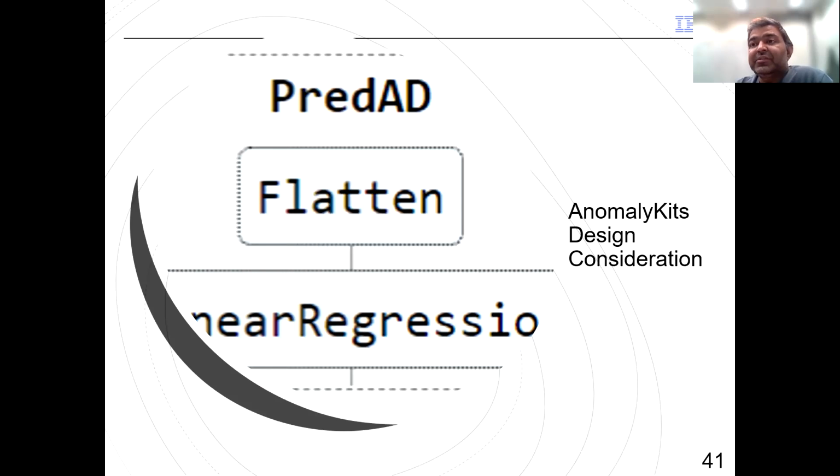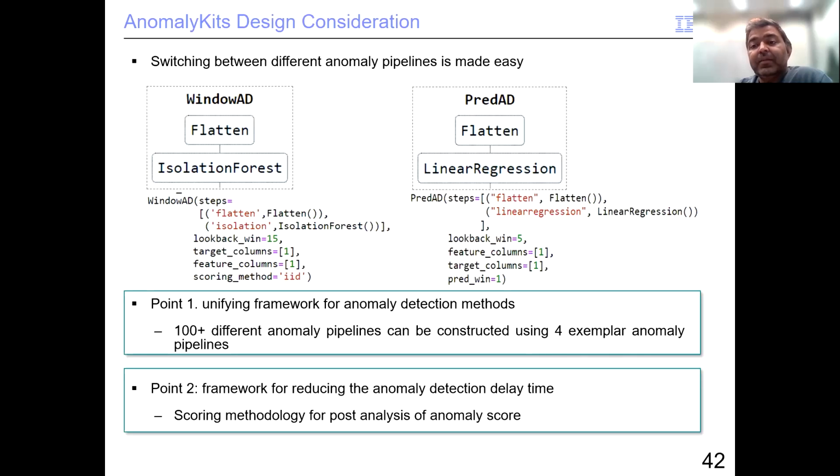But as I mentioned, the framework supports multiple types of anomaly detection modeling, right? Like window AD, prediction AD, or reconstruction AD. So assume a data scientist would like to switch from window AD to prediction based AD. How much modification is he expected to do? So the left side is what we have gone through, which is a window AD. And on the right side is an example of a prediction AD. Now you can clearly see that the modifications are very minor.